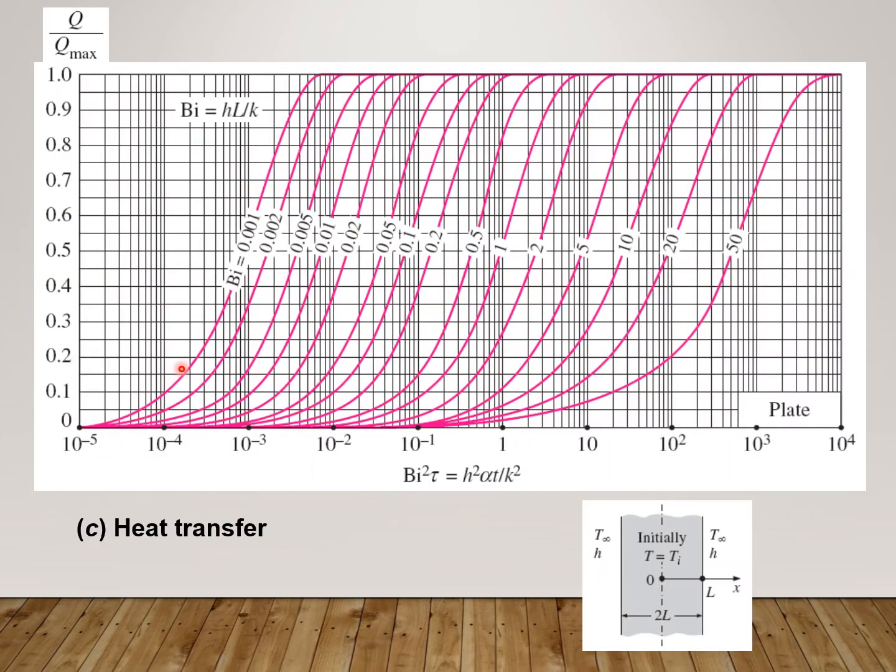Similarly, we get the heat transfer graph. The graph is plotted. We can all see the scale is very important: 10 raised to power minus 5, 10 raised to power minus 3, 10 raised to power minus 2, and here we have plotted 0.1, 0.2, Q upon Q max. Biot number Bi is equal to hL upon k, and this is the graph of heat transfer.